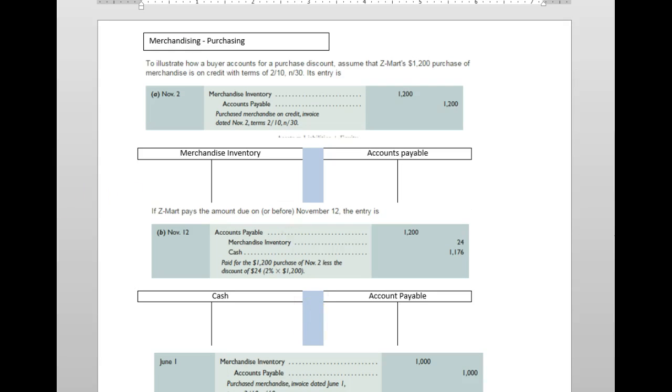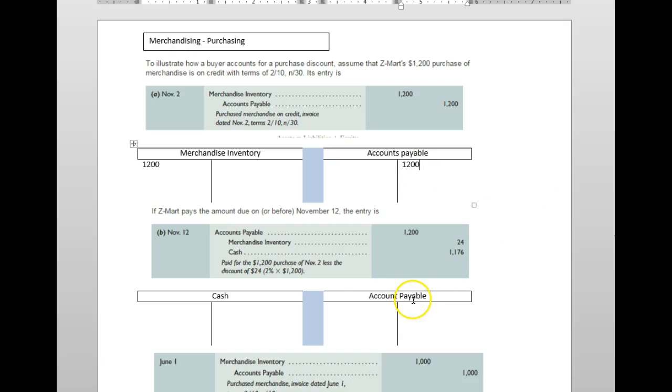Now we're looking at it from the merchandising side, the purchasing side of the merchandising operation. This is a little less complicated. It is definitely less complicated than from the seller side. Very straightforward. So let's look at this. We purchased merchandise for $1,200. Well, that means I have to increase my merchandise $1,200. And I'm also putting this on account, which means I'm going to increase my accounts payable.